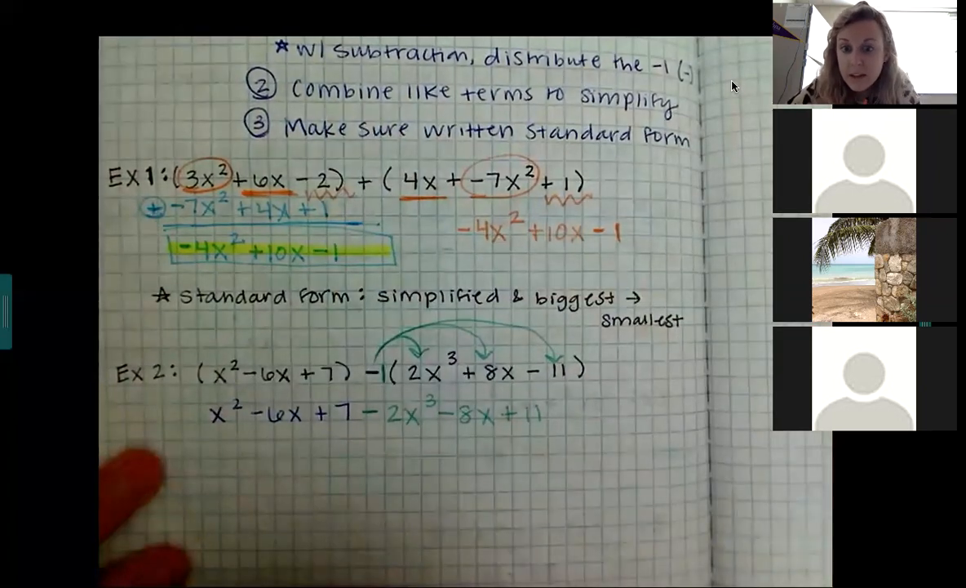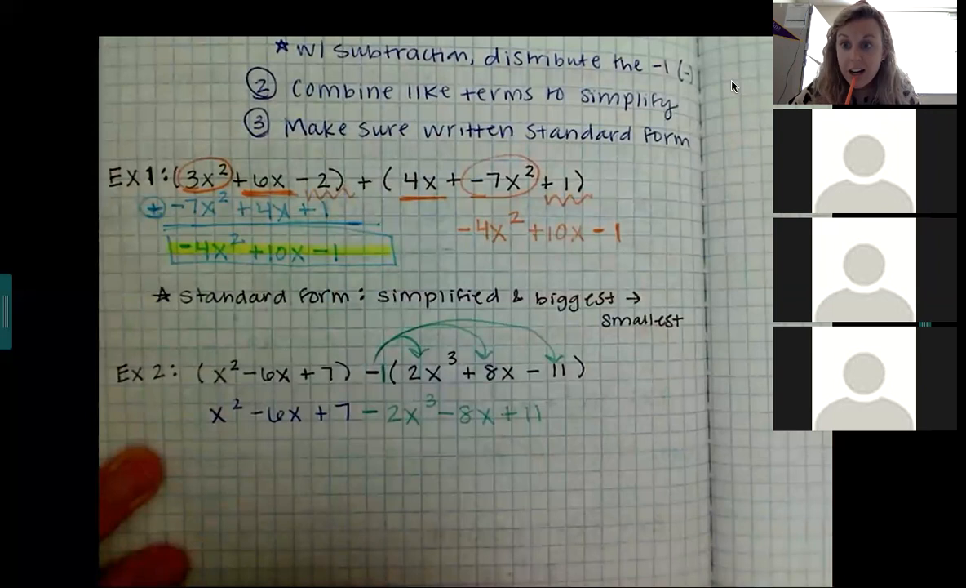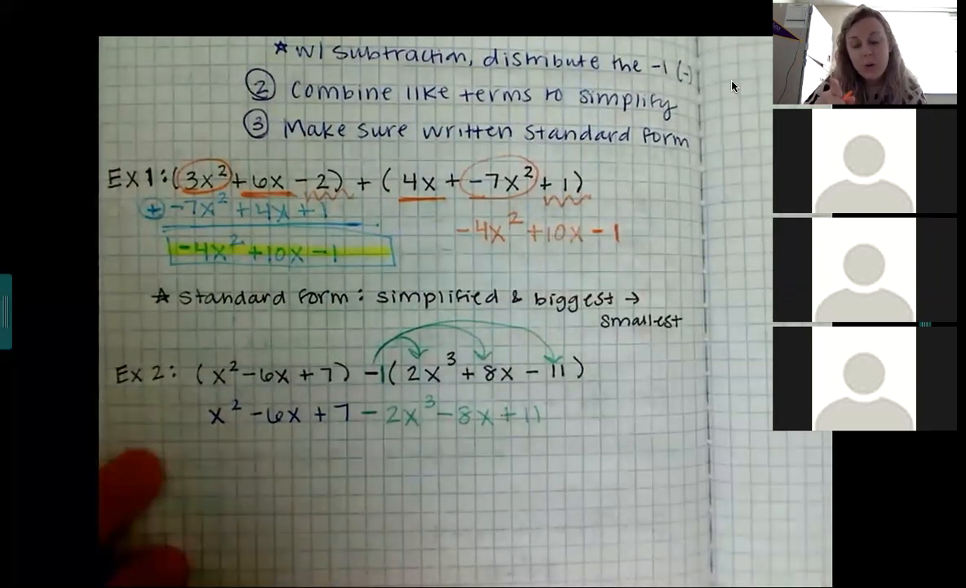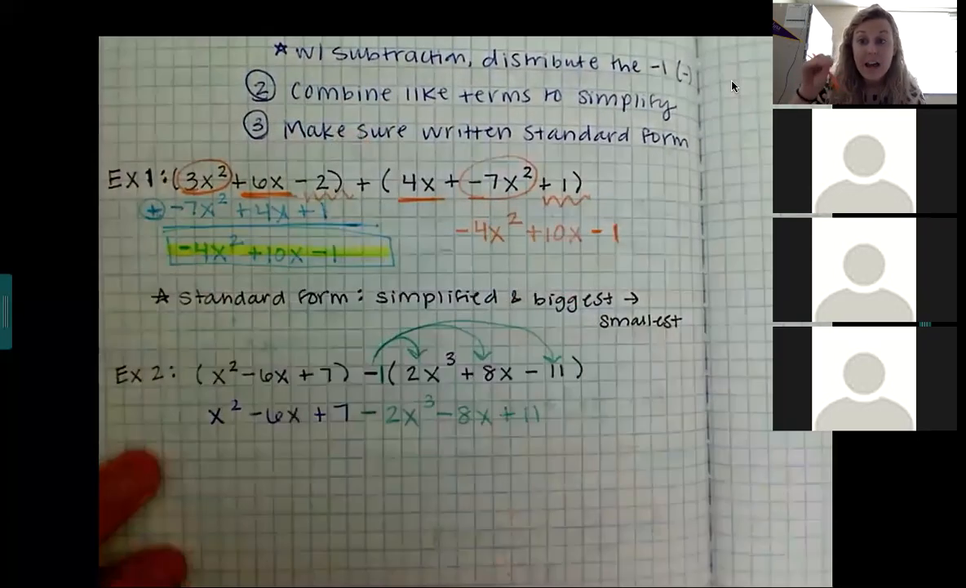What's up? When the 2x cubed, since it doesn't have another match, you just leave it alone, right? Yes, you bring it down. Good, Jordan. So that's what I was about to say. I do step 2 and step 3 in the same step.